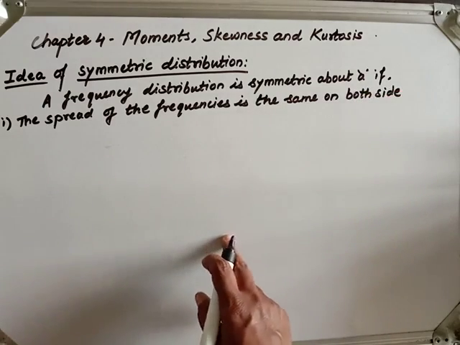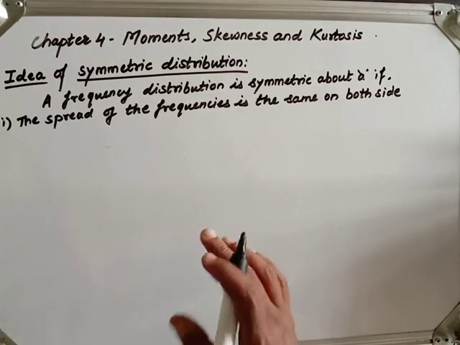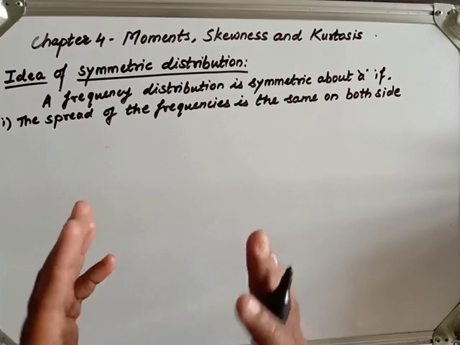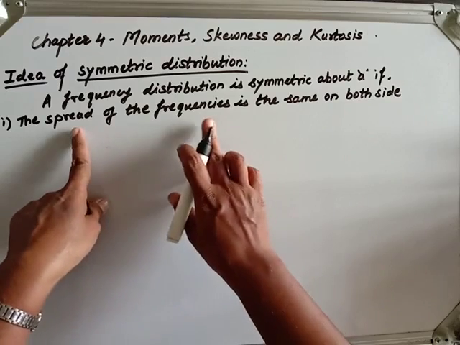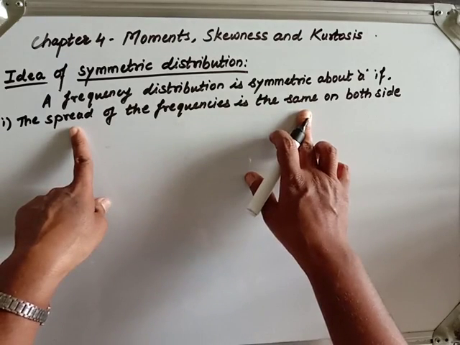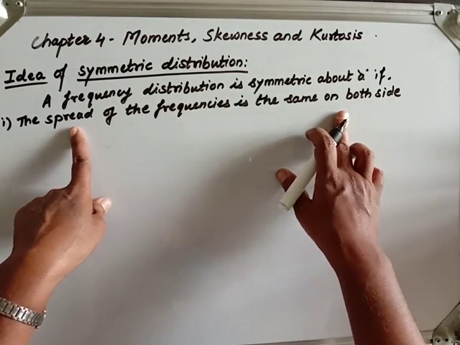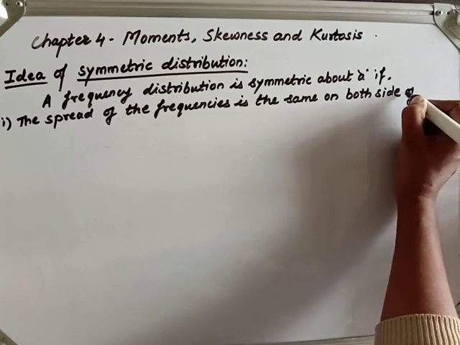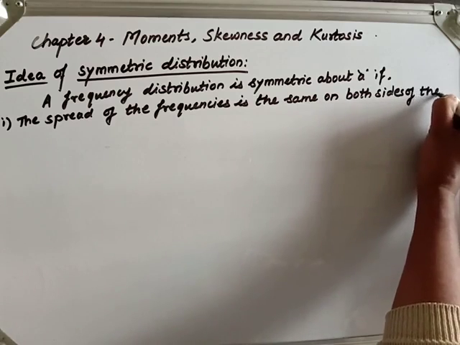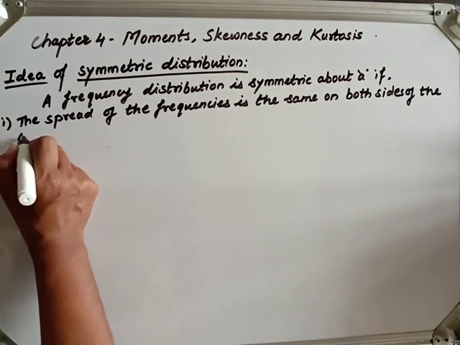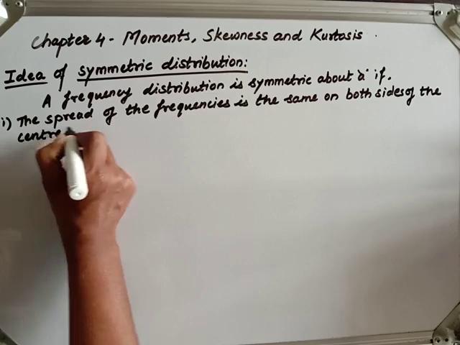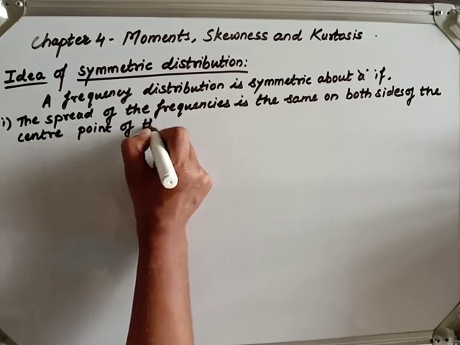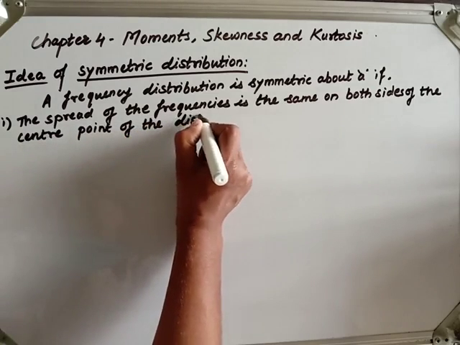You have already seen the bells in our temples. Bells are equivalent on both sides, so that's why the shape is known as a bell shaped curve. Here the frequencies are spread in the same way on both sides of the central point of the distribution.